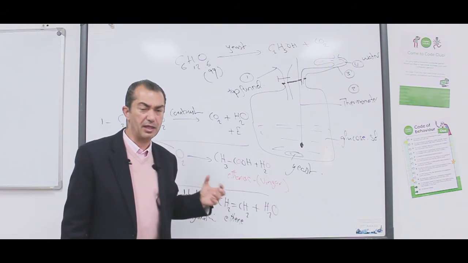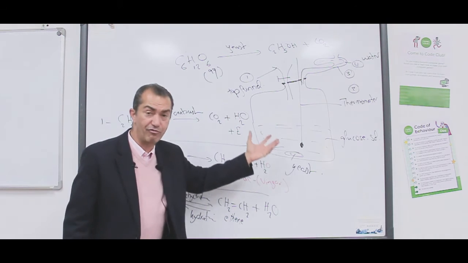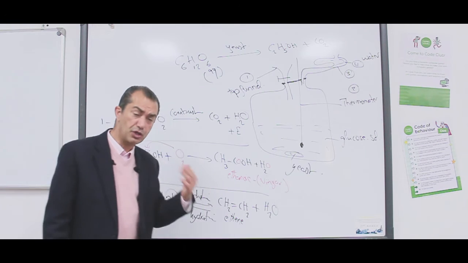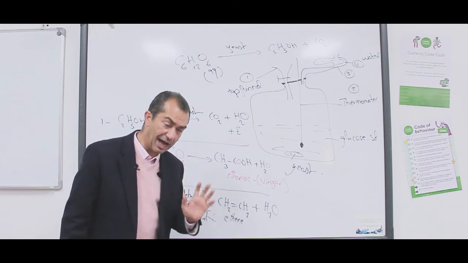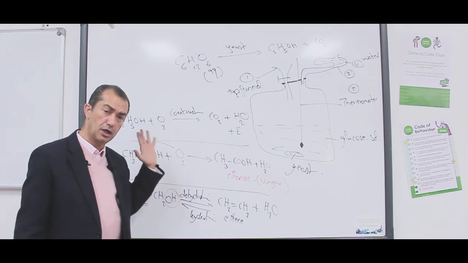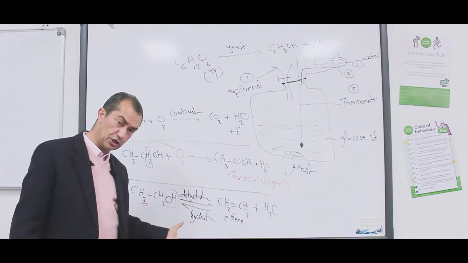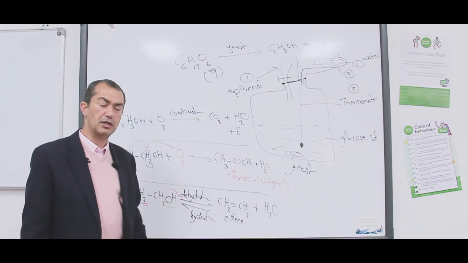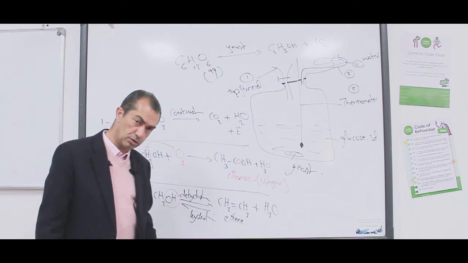How can you prepare ethanol in the lab? By fermentation, and the questions about fermentation. Number three, the important reactions of alcohols are combustion, oxidation, dehydration. The last point is uses of alcohols. What are the uses of alcohols?